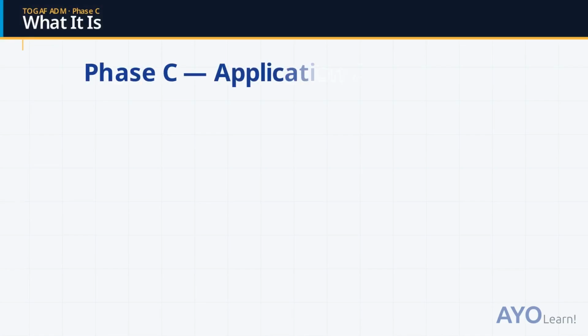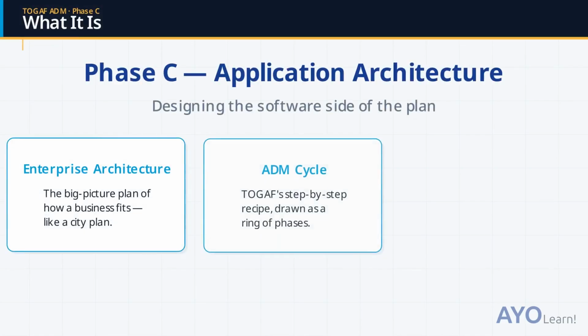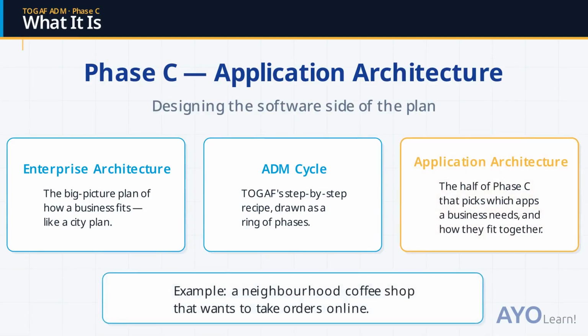Phase C, application architecture, designs the software side. Enterprise architecture is the big picture plan. The ADM is TOGAF's recipe. Phase C picks the apps a business needs, like a coffee shop's online ordering.